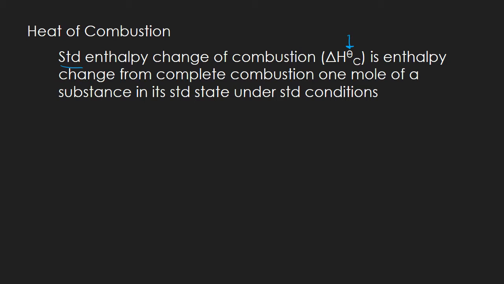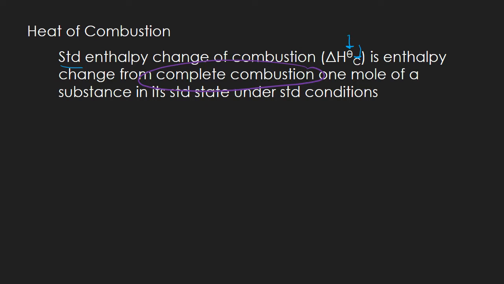When we're looking at different forms of heat change, we are going to provide a symbol like C for combustion to let you know what type of delta H we're looking at. So what does this look for? This is the enthalpy change for complete combustion of 1 mole of a substance in its standard state under standard conditions. This means there's going to be excess O2 in this reaction. So complete combustion is what we are looking at.